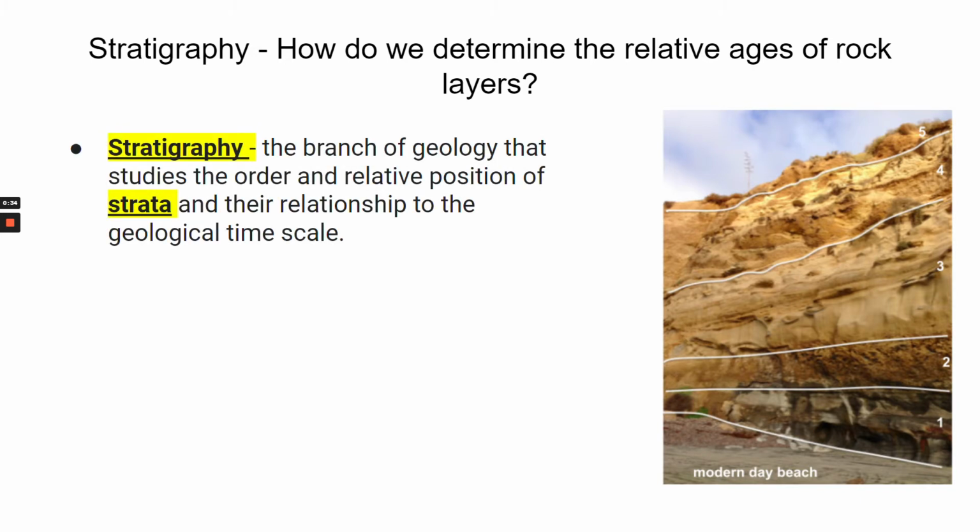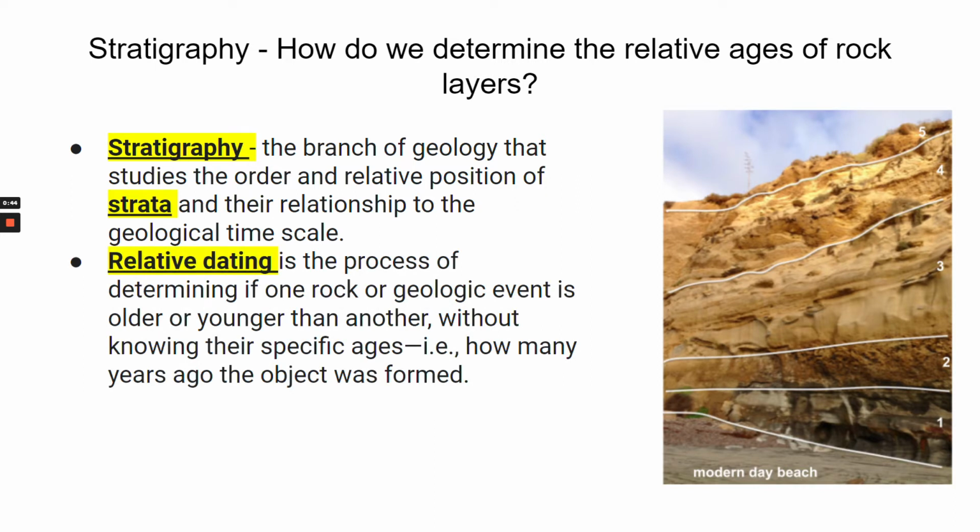So when we talk about stratigraphy, it's a branch of geology that studies the order and relative position of strata and their relationship to the geologic timescale. Relative dating is the process of determining if one rock or geologic event is older or younger than another without knowing their specific ages. For example, how many years ago the object was formed.